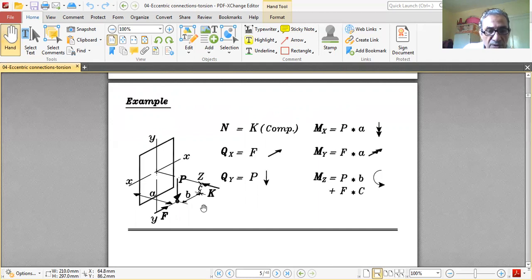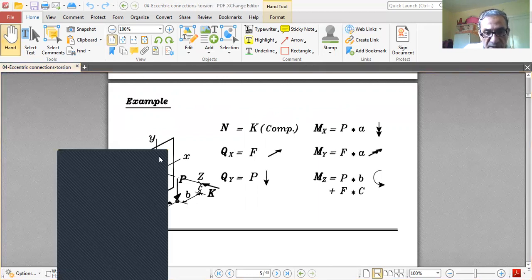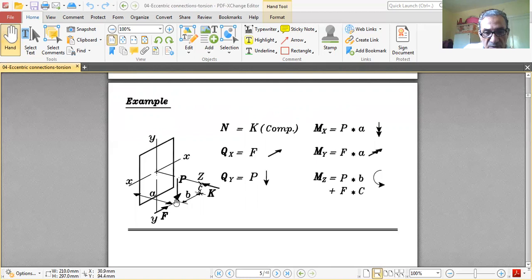There are two forces. There is F over here that's acting at this point, which causes My. And there is P, which causes Mx and Mz. So normal force equals K, and there is K also acting along Z. So K, P, and F. So this section has three forces outside the section.